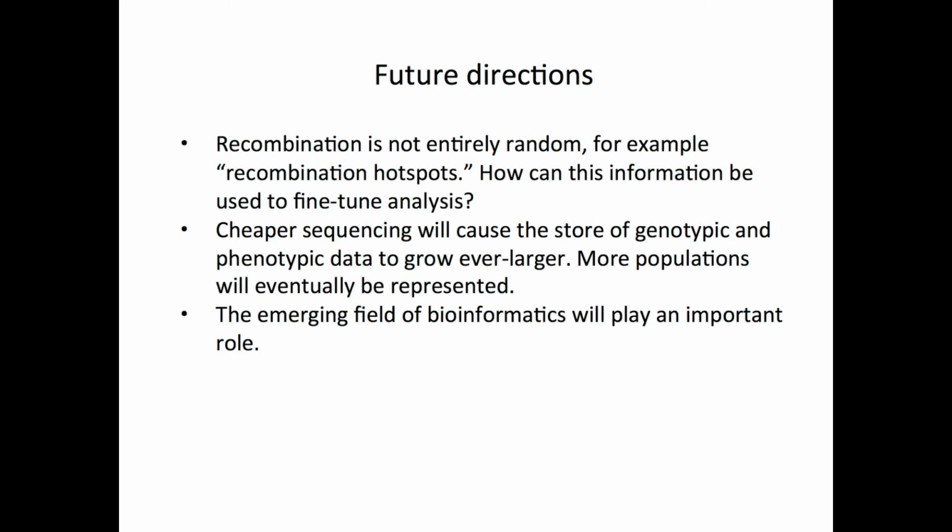As far as future directions go, there are many future directions for this type of research. Recombination is not entirely random. There are recombination hotspots, so it will be interesting to study how this information can be used to fine-tune analysis. Of course, cheaper sequencing will cause the store of genotypic and phenotypic data to grow ever larger, and more populations will eventually be represented. Finally, the emerging field of bioinformatics will play an important role. Programming was done in MATLAB.